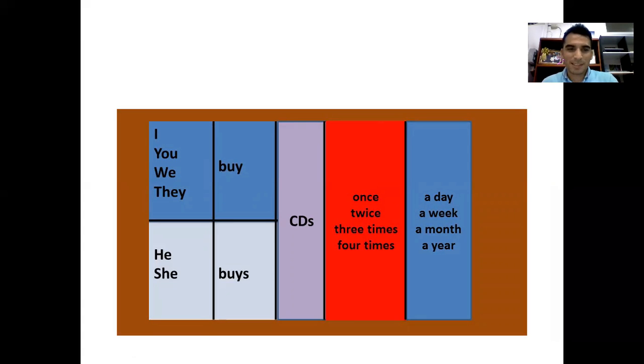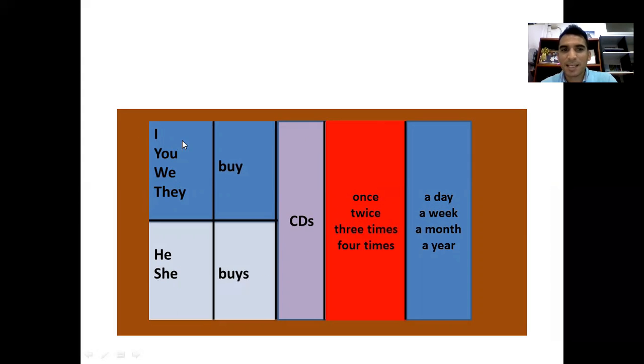Okay, look at this chart, please. Here we have another example for I, you, we, they. We use the normal verb. Yes, I buy CD. You buy CD. We buy CD. They buy CD. And for he and she, we have to add s, third person. He buys CD. She buys CD.